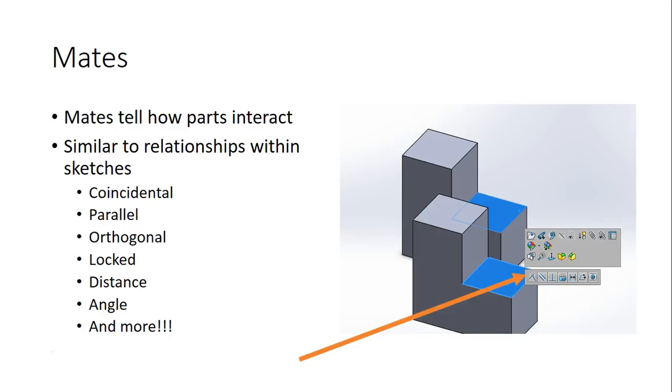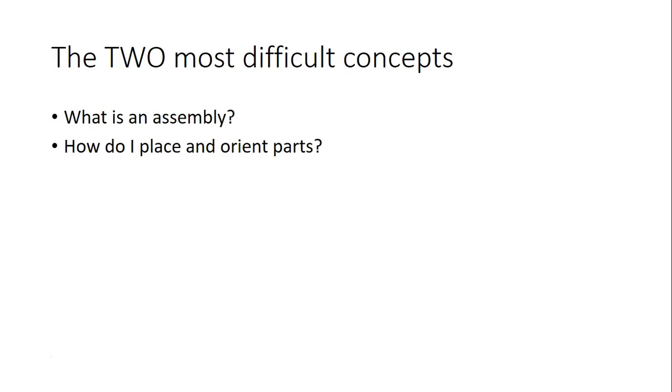Okay, and that will make mating go much faster for you. There's other things we can do to speed up mating, but by far just holding down Control, selecting multiple things, just like we did within a sketch, allows us to easily add relationships or mates.